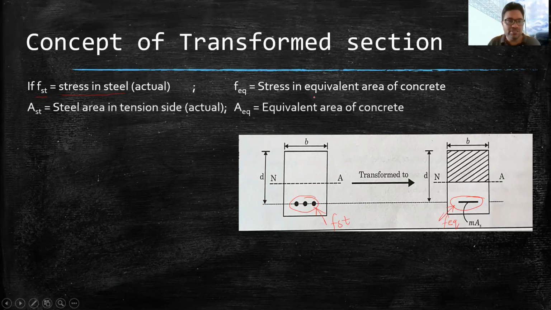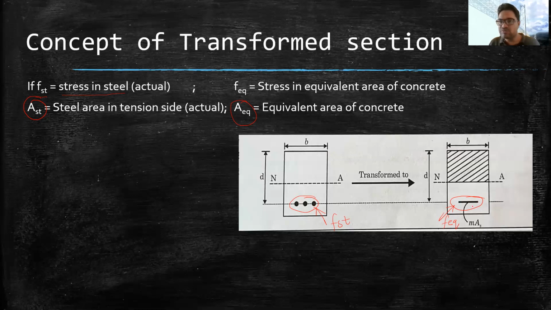Then I'm using another term which is AST. Well, AST is called area of steel in the tension. So for example, there are 3 bars. So the total cross-sectional area of 3 bars will be termed as AST. AS means area of steel, T for tension. So in the tension, it is area of steel. I am replacing this area of steel by another term which is AEQ. So what we have done is we have replaced this area of steel by the equivalent area of concrete.